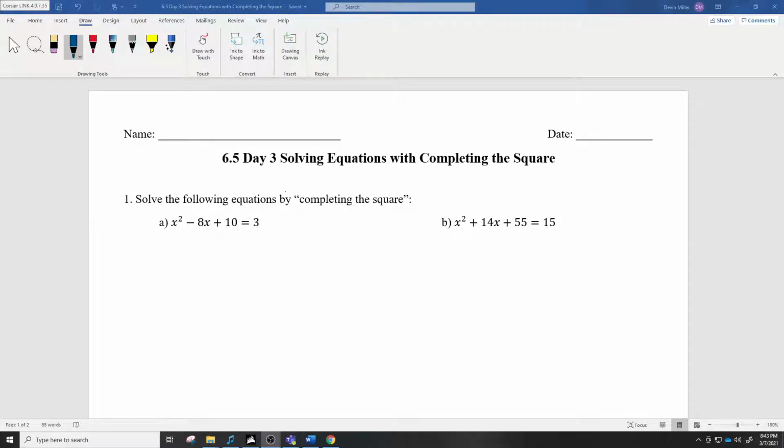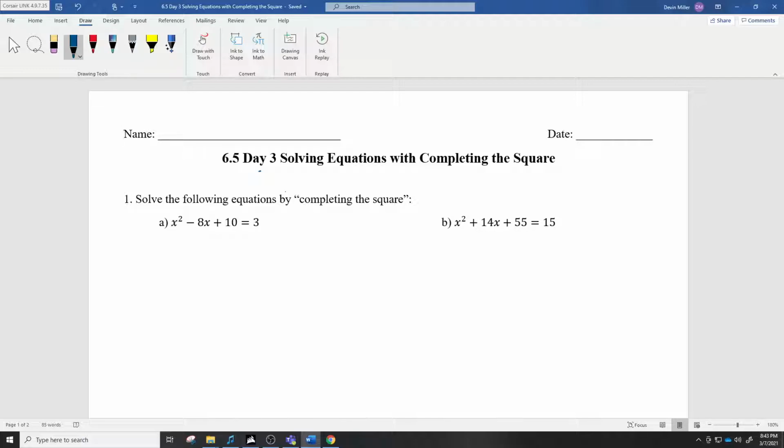We're going to finish up with day 3 today of 6.5. So this is solving equations using completing the square. It's kind of the same thing we've been doing, except there's not going to be a y in the equation. We're actually going to solve these equations for x by the same kind of methods, by doing completing the square. There's really not much different besides we're going to go a little further and actually solve these equations fully.